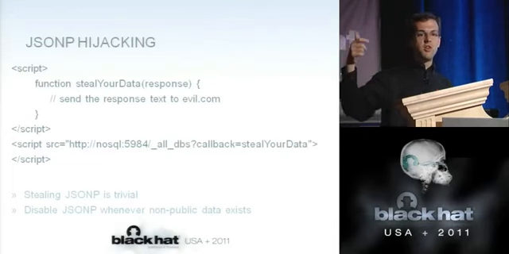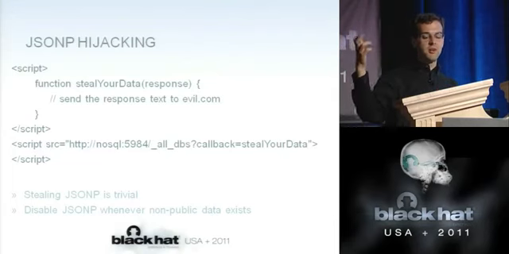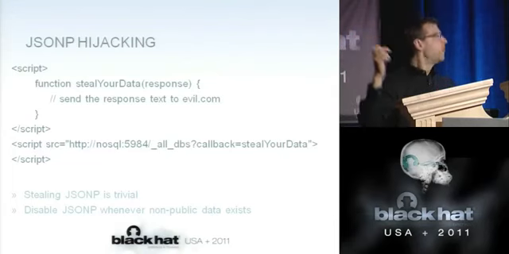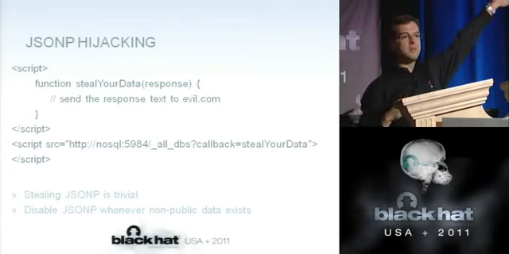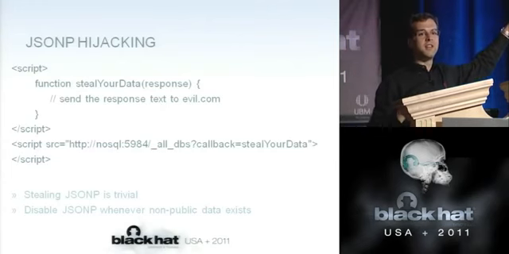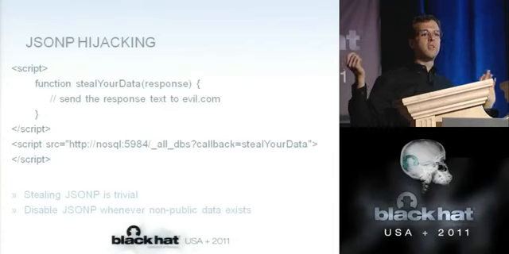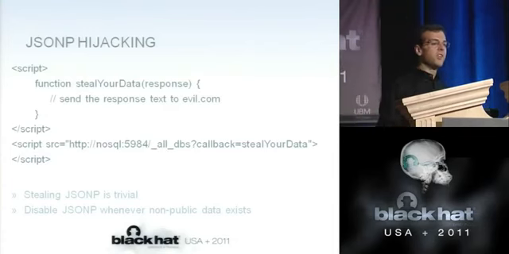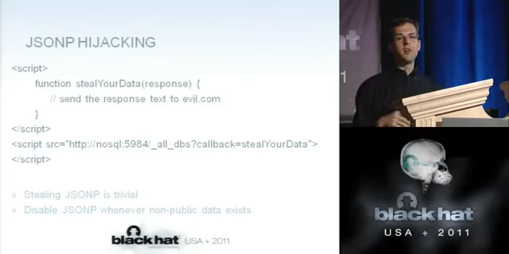The server will return the JSON wrapped in steal your data, which will then execute because we just defined what steal your data is ourselves. And in there, I can do whatever I want with it, send it back to myself, et cetera. There's really no good reason to use JSON-P, period.